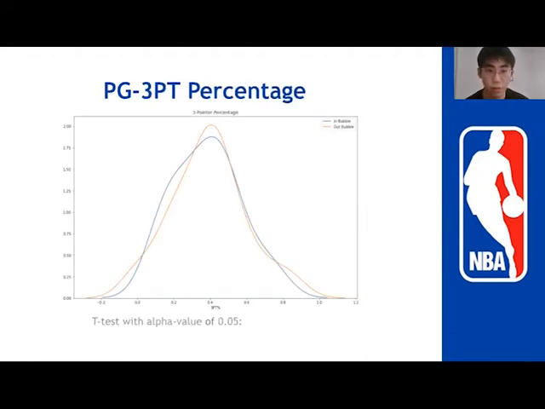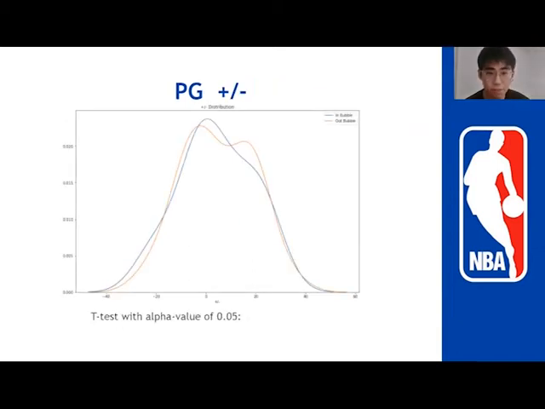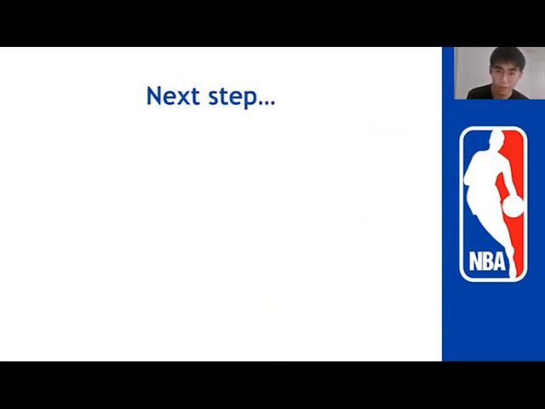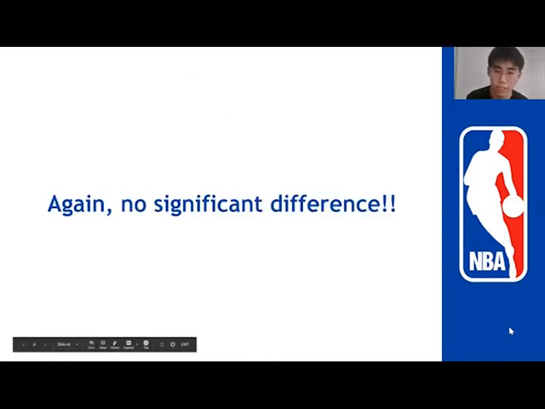I did the same thing for his 3-point percentage, which also suggested that there is no significant difference between his 3-point percentage inside and outside the bubble. Next slide, please. Then this is an analysis of his plus or minus. The two graphs are pretty similar, and the t-test also suggested that there is no significant difference between his performance. And next slide, please. Again, shockingly, the test also suggested that his performance was pretty consistent throughout last year.